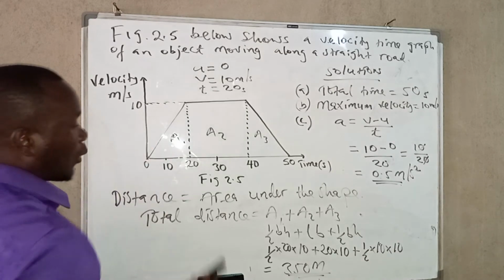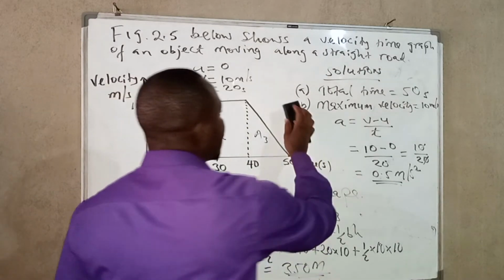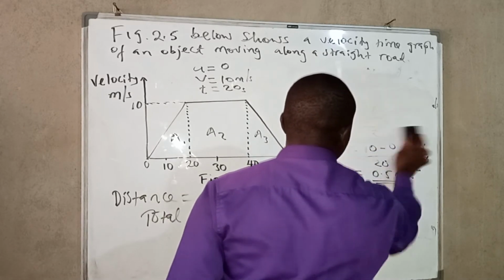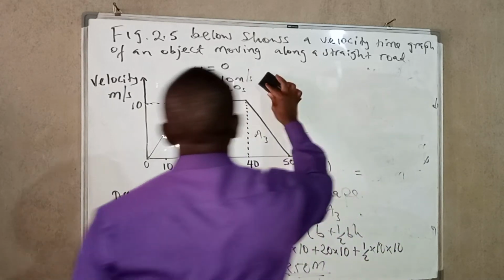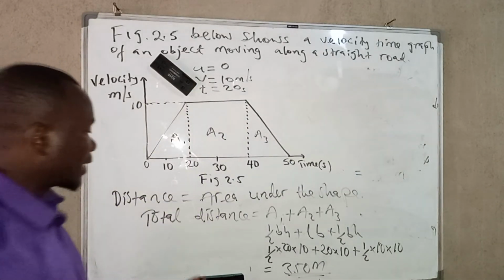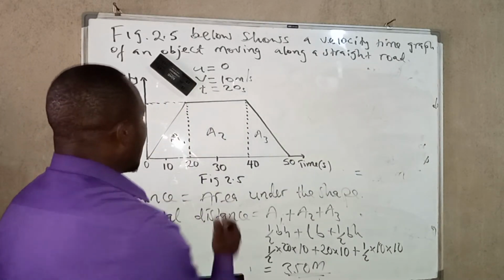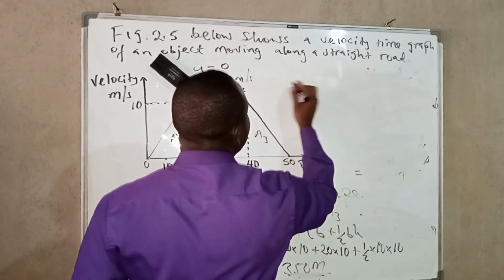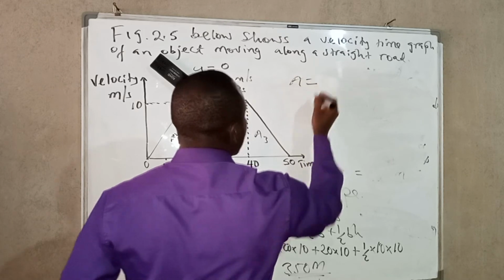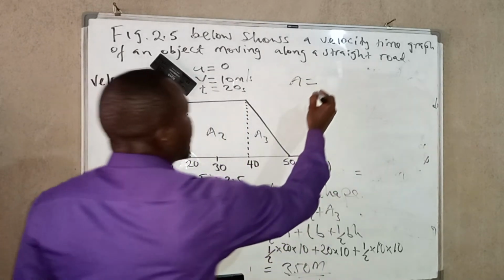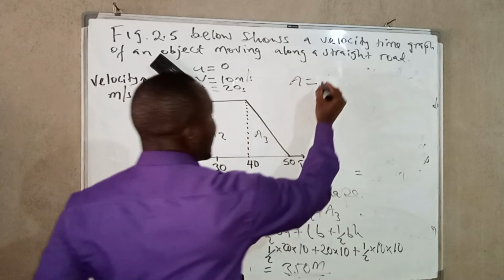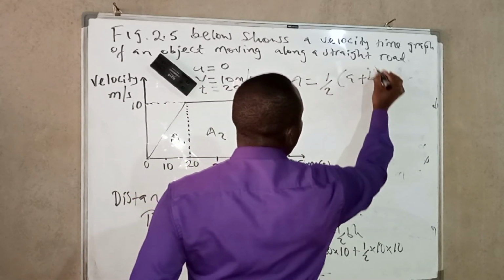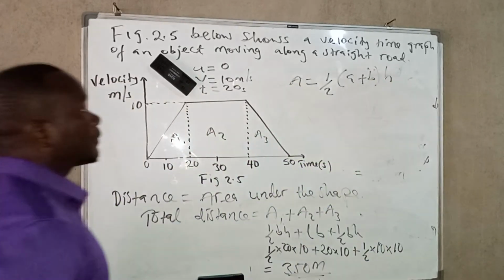Now, there's a much simpler way. Instead of writing all these, we can just write a simple formula. Since we know that this shape is a trapezium, distance or area is equal to, the formula for a trapezium, half times (A plus B) times H.